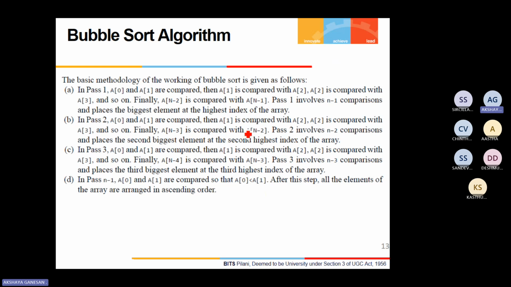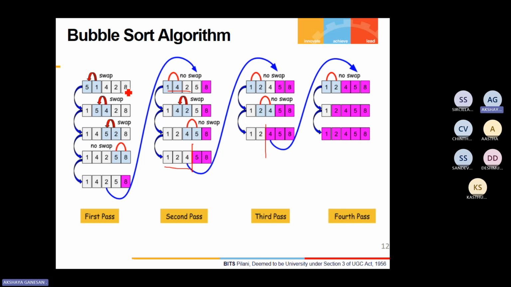In pass 1, A0 and A1 are compared. Then A1 is compared with A2. Then A2 is compared with A3. So that you repeat until the last position. So pass 1 always does n minus 1 comparisons because it has to do all these comparisons. Right? How many comparisons are there? 1, 2, 3, 4. So if there are 5 elements, in pass 1 it will always be n minus 1 comparisons.